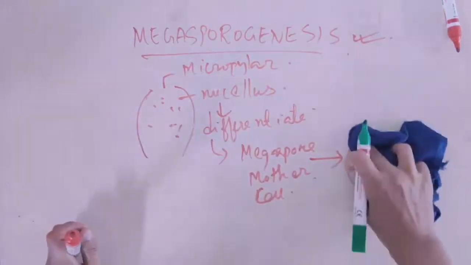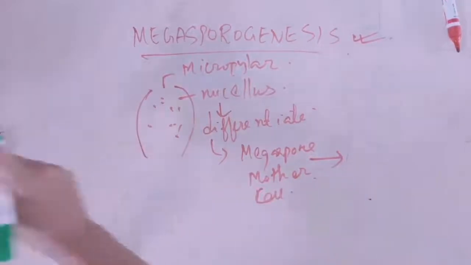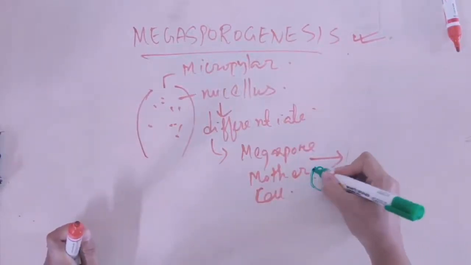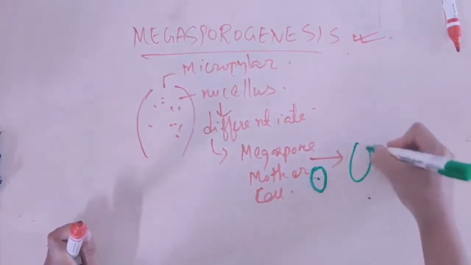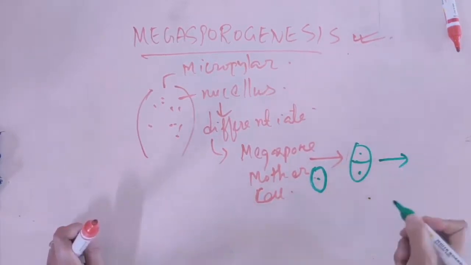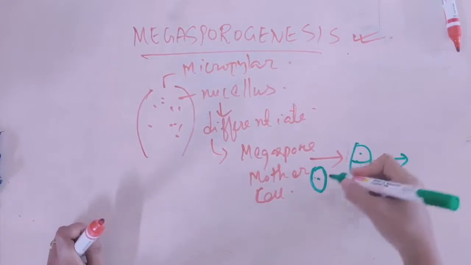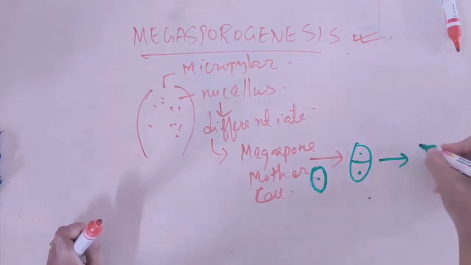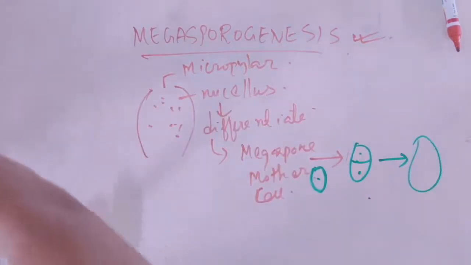Wait, I'll draw in a different color so that you will understand the cells. This is the megaspore mother cell. Here the cells will form. Mitosis or meiosis.